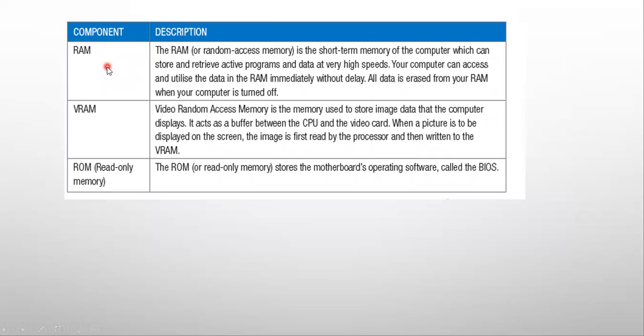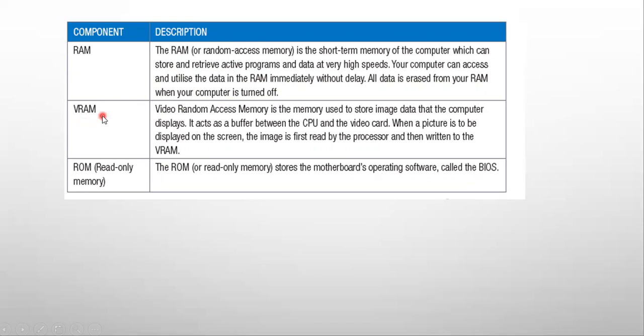Your RAM, random access memory, is short-term memory, which can store and retrieve active programs and data at high speed. So RAM is fast memory compared to your hard drive. Your RAM is fast, electronic memory, and it can store and retrieve active programs and data. Now, when we say store, we mean temporarily store. When your computer is switched off or there's no power in your computer, the information in RAM is lost. So all data is erased from your RAM when your computer is turned off. This concept is called volatile. Your RAM is volatile because data is erased when it is turned off.